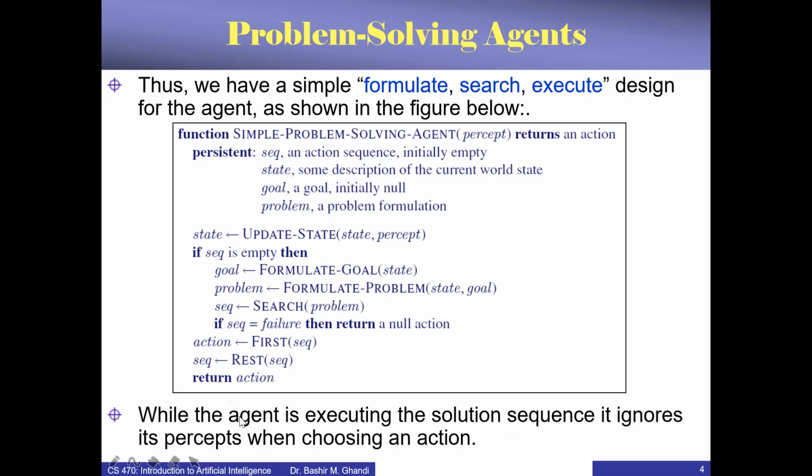One thing to note is that while the agent is executing the solution sequence returned by the search, one by one, momentarily it will be ignoring the percept. The percept is not going to make any input. We have already found how to reach this particular goal. So it will follow the sequence one by one, and then after it finishes, it will receive the next percept, generate another problem, and start the process all over again.